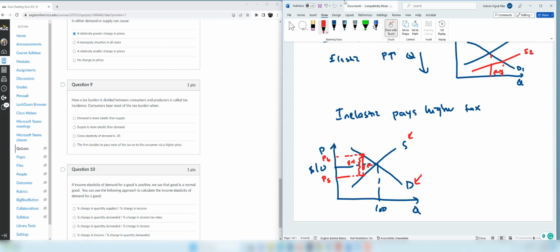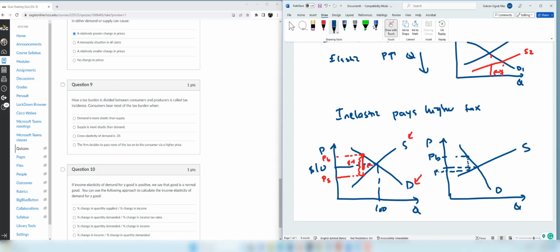It depends on the elasticity. Let me show one example where demand is inelastic and supply is relatively elastic. So this is the price, this is the quantity. Now I draw an inelastic demand curve and then a flat supply curve. And let's say the tax is here, right? This is the equilibrium price. So look, this is the price paid by buyers. This is the price sellers receive. And as you see, the total amount between PB and PS is the tax.